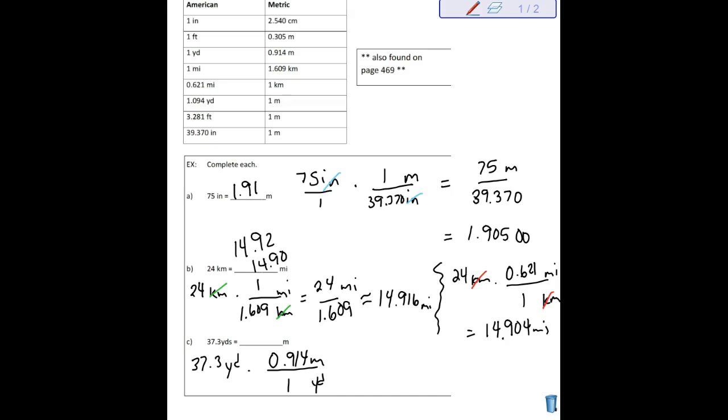I'm going to do it this way because then I don't actually have to divide. Maybe that's the shortcut, huh? So I'm going to take my 37.3 and multiply by my 0.914, and I get 34.0922, or 34.09 meters. Okay.